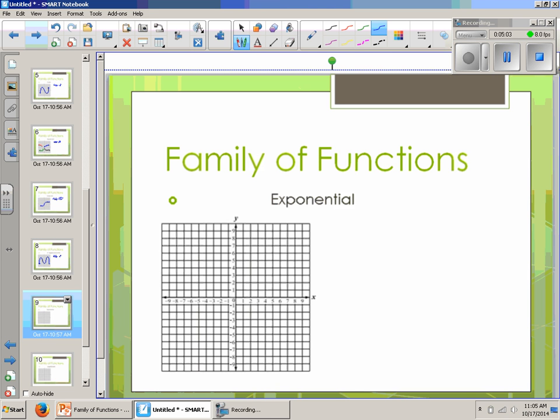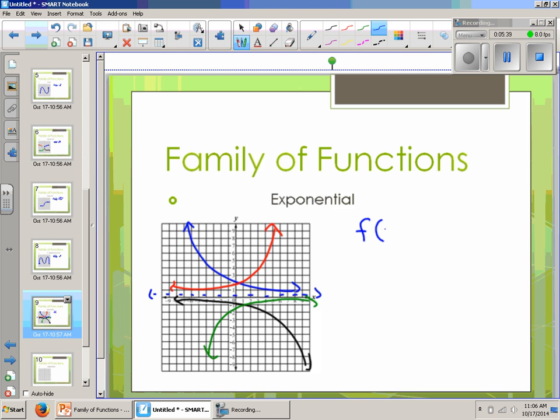Exponential. Okay. Here's one of my graphs. I could have it looking the other way too. Here. I could have it going down. Either one of these four graphs, they're all exponential. They look similar, but just a little bit different.